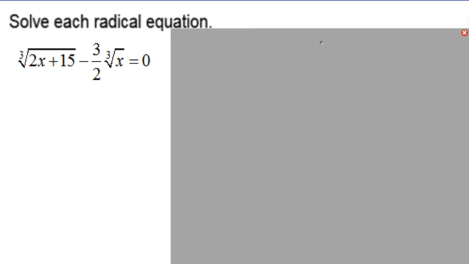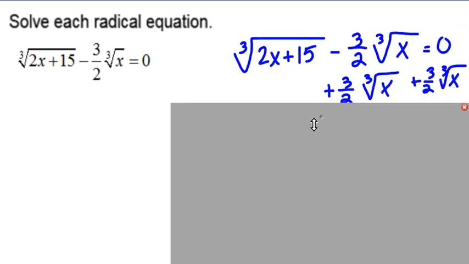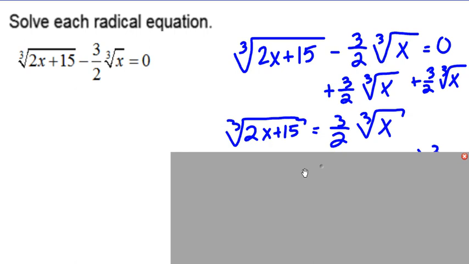Here we have the cubed root of 2x plus 15 minus 3 halves times the cubed root of x equals 0. Again, when we're solving radical equations, if we have multiple radicals on one side of the equation, the goal is to separate them. So let's add 3 halves times the cubed root of x to each side of the equation. Therefore, we have the cubed root of 2x plus 15 equals 3 halves times the cubed root of x.